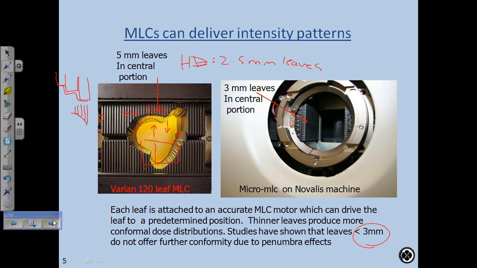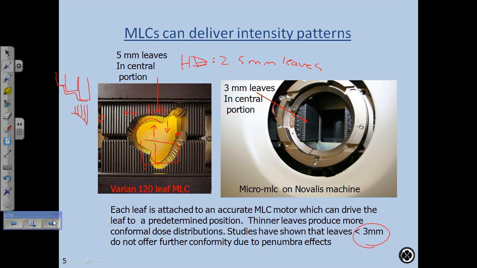There aren't too many LINACs that are created with 3 millimeter leaves for conventional 3D treatment planning. Once you're looking at 3 and 2.5 millimeter leaves, then we're looking at more SRS. So what I'm trying to say is that if you're using a LINAC for conventional treatment, you're going to do fine with 5 millimeter leaves. If you want to do SRS, then you should consider a 3 millimeter leaf MLC.